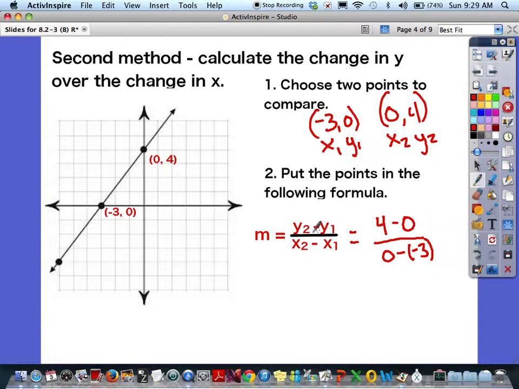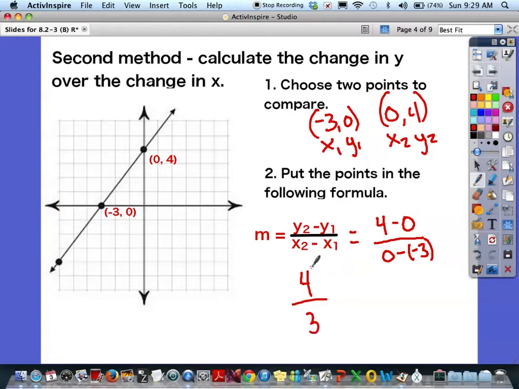By subtracting these y values, we're getting the difference in height, or the rise. By subtracting these x values, we're getting the difference in the left to right movement, or the run. So we're getting rise over run. And when we simplify the math, we know 4 minus 0 is 4, and then 0 minus a -3 is +3. So we get the same answer.